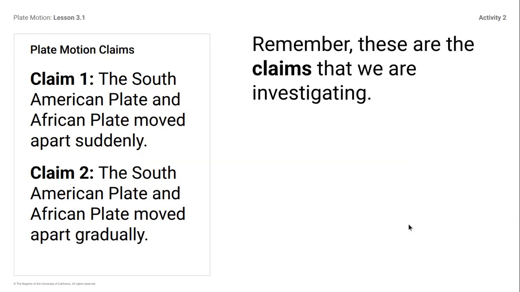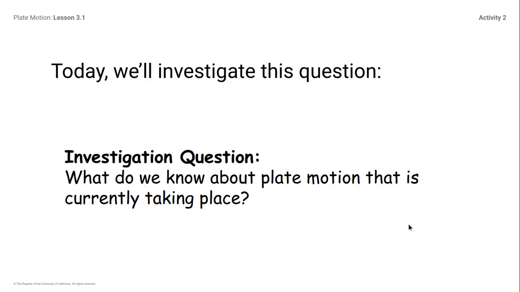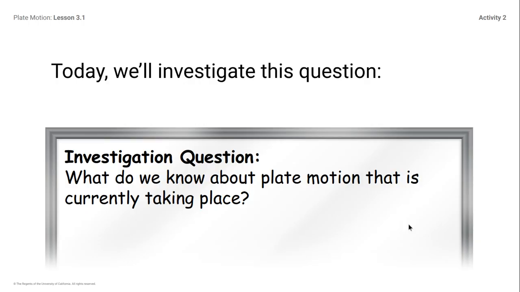So claim number 1 is that the South American plate and the African plate moved apart suddenly, super fast, and just like all of a sudden split apart. Claim number 2 is that South American plate and the African plate moved apart gradually, so super slow, and it took a lot of time for them to move. What I would like you to do is please tell me which claim you think automatically right now, claim 1 or claim 2.